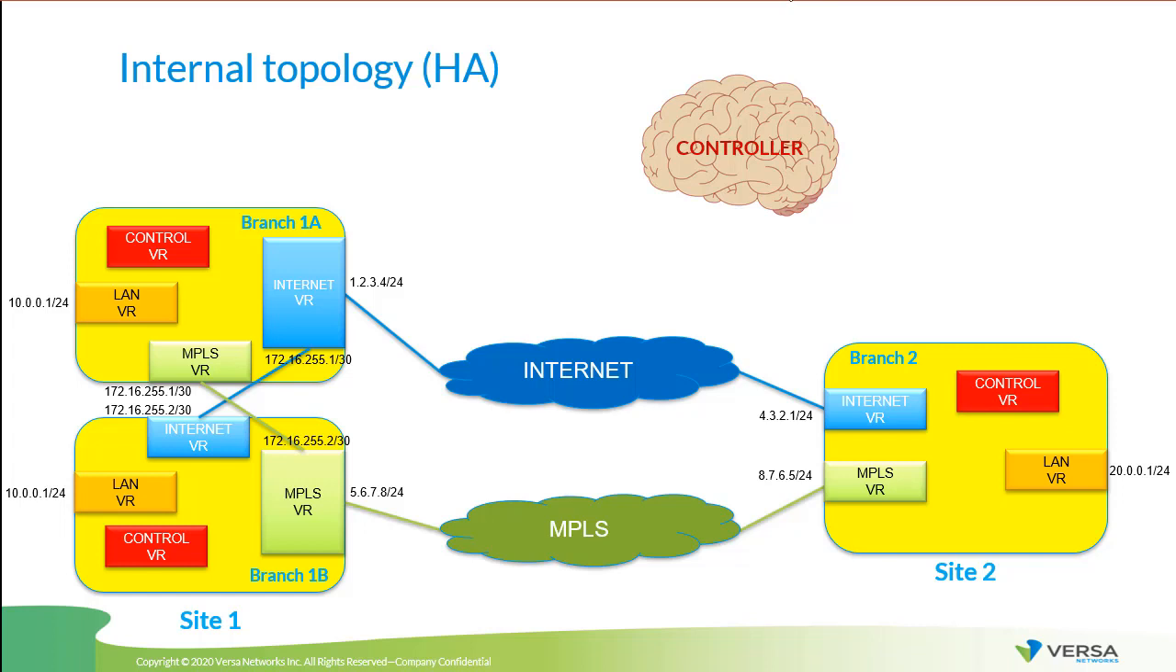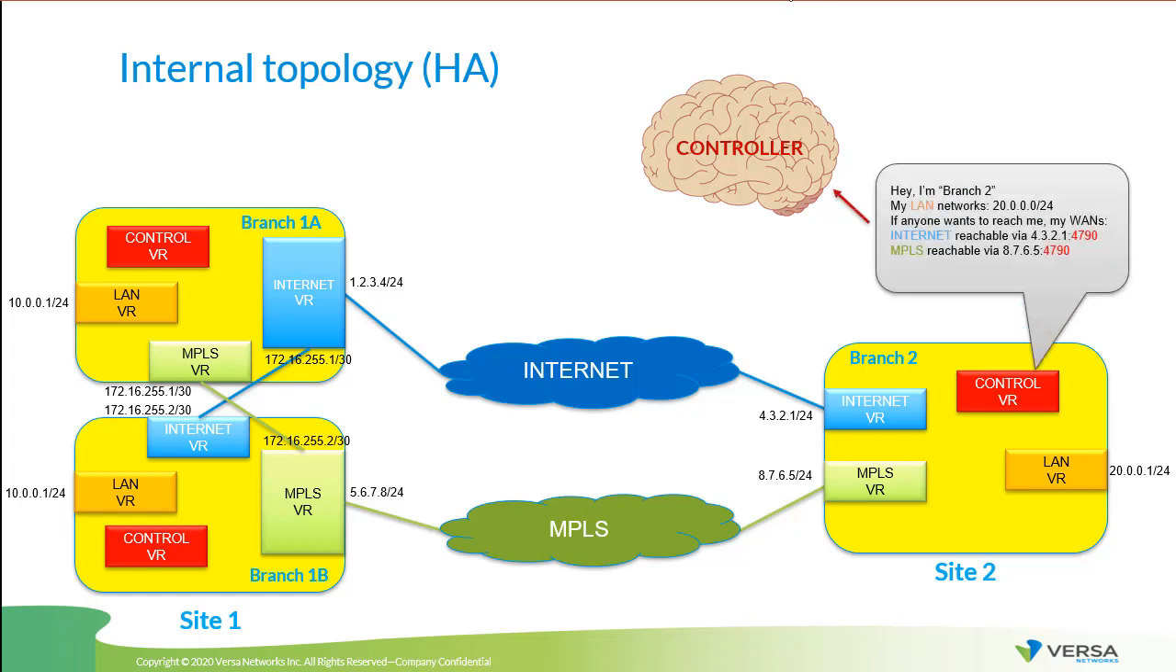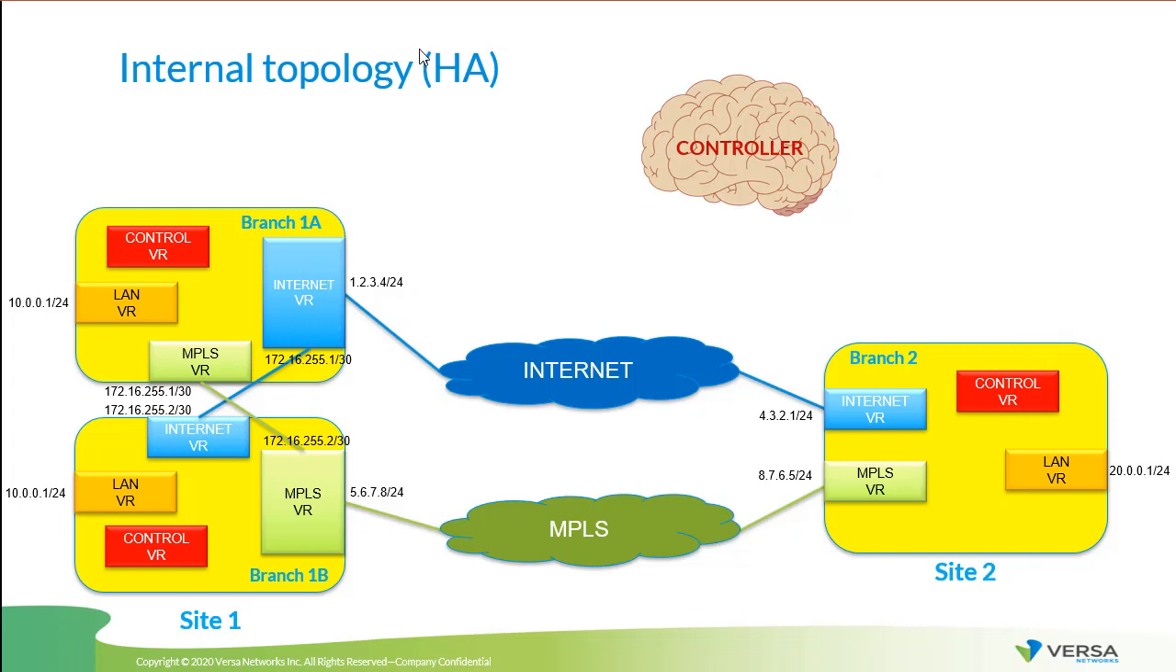Now, what will branches advertise to the controller? Branch number 2 will advertise the same information as in the previous example. But what will be advertised by branch 1A and branch 1B? Let's review this from the perspective of branch 1A. For this, I'm going to leave only VRFs that are imported for this example.